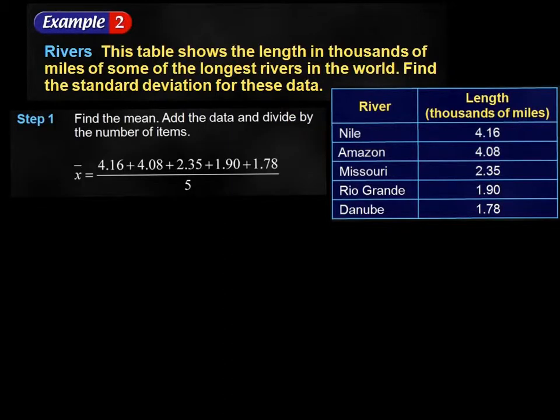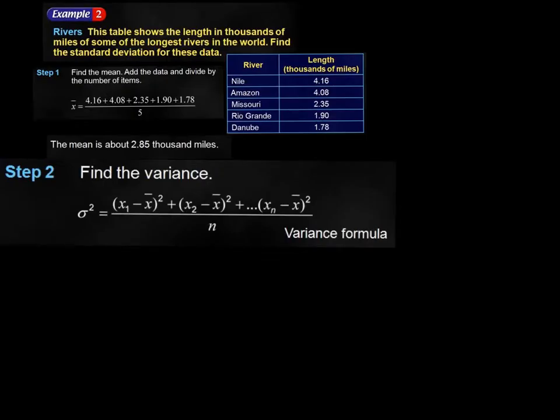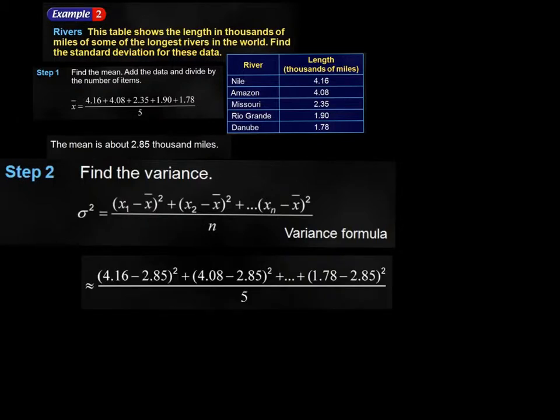First, you need to find the mean. Add up our data and divide by the number of pieces of data. We're only doing 5 because it's a lot of work to do this by hand. So using a calculator, we get the mean to be about 2.85 thousand miles. Now the fun begins. We get to find the variance. We're going to take each one of those pieces of data, subtract the mean, square it, and then we'll divide by 5. Good order of operations on your calculator is essential.